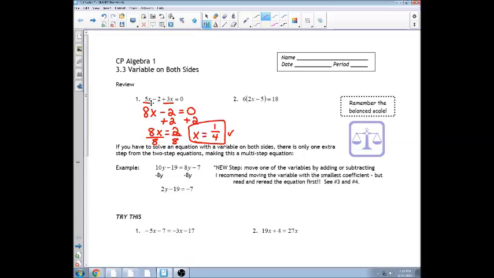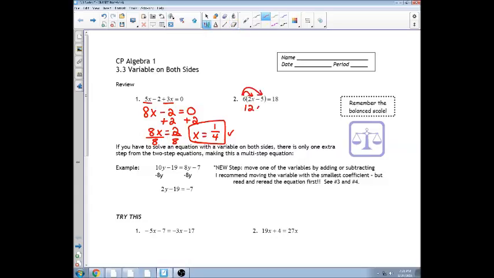Okay. Number 2. You can do one of two things here. I can either divide by 6 to start with, which would leave me with 2x minus 5 is equal to 3. Add the 5. That would get me 2x is equal to 8. Divide by 2, so x would equal 4. And again, I have checked that earlier. That is correct.